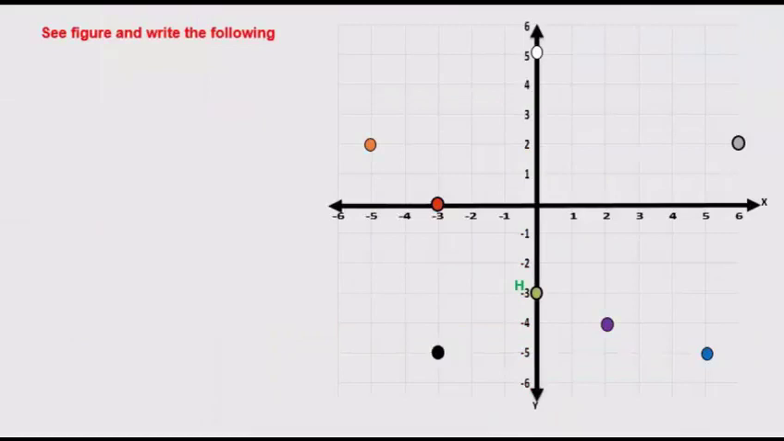See figure and write the following. A Cartesian plane is given with few points marked on that, isn't it? You will be asked to find the coordinates of the given point or to identify the point if the coordinates are given. In both the cases, what you have to do is find the distance of the point from y-axis, which is your abscissa. Then find the distance of the point from x-axis, which is your ordinate. Clear? Your first question is to find the coordinates of the point B.